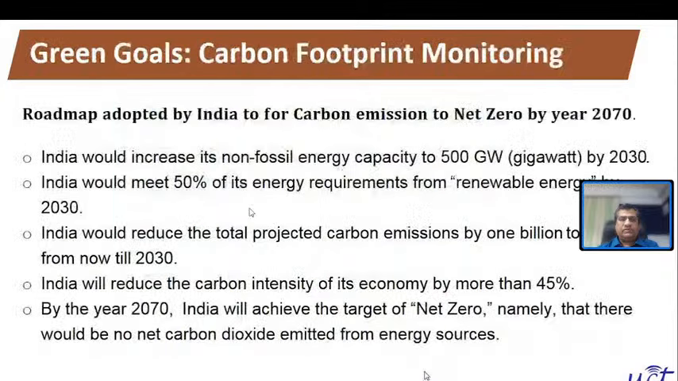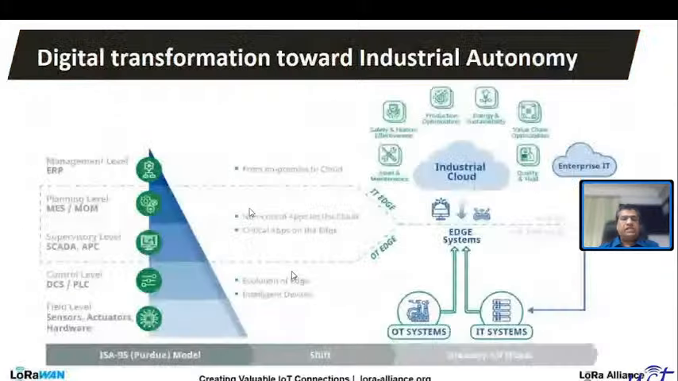And similarly, we have other green goals, like carbon footprint monitoring. Here, India has planned to reach net zero carbon emission by 2070. There are some steps that they have to follow. I will not go through them, but every country has to be carbon free, and it can be done when each and every industry follows the norms given by the respective government.